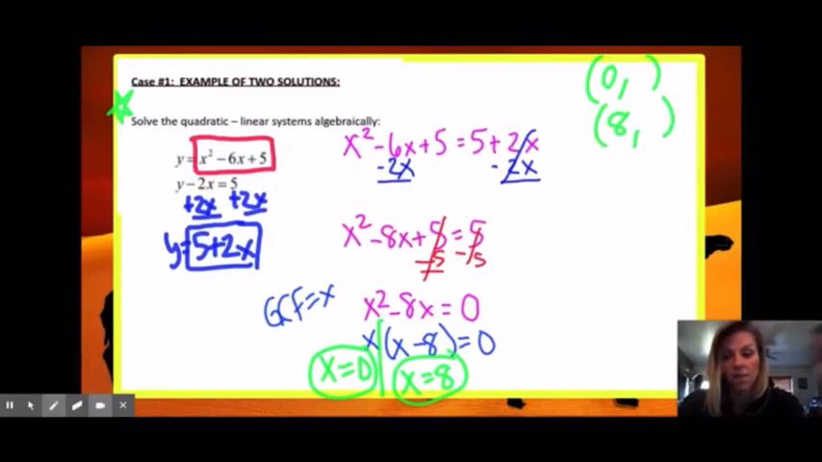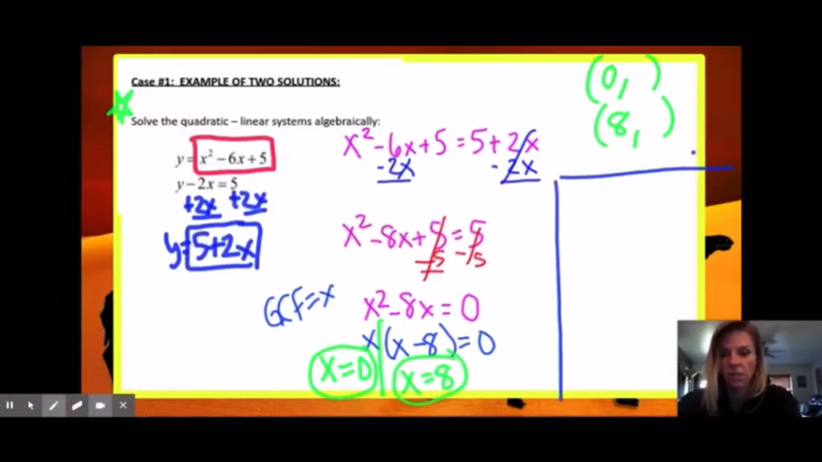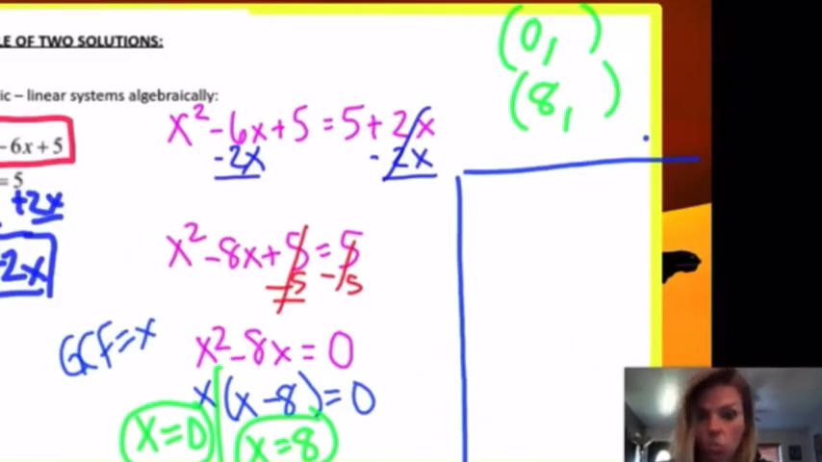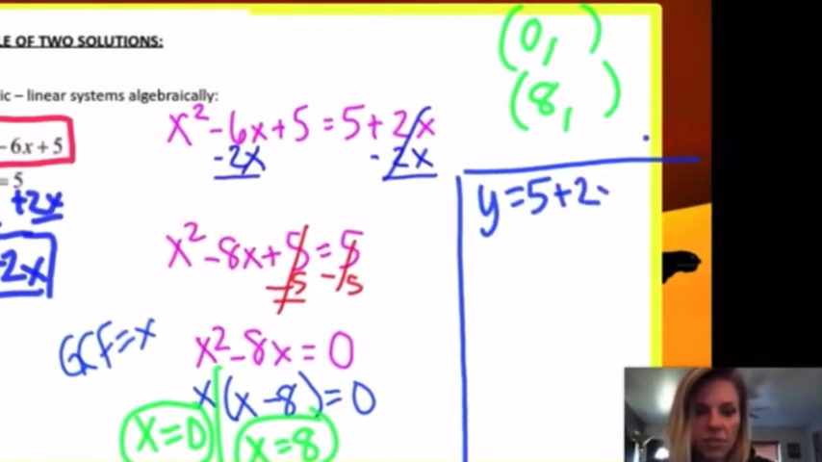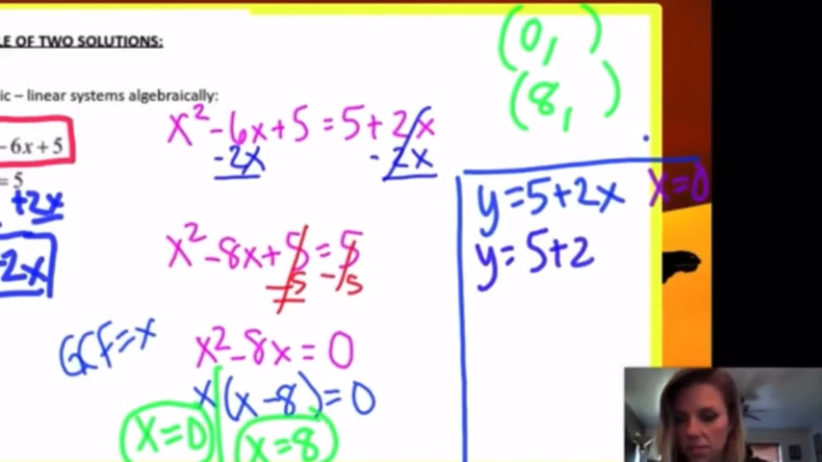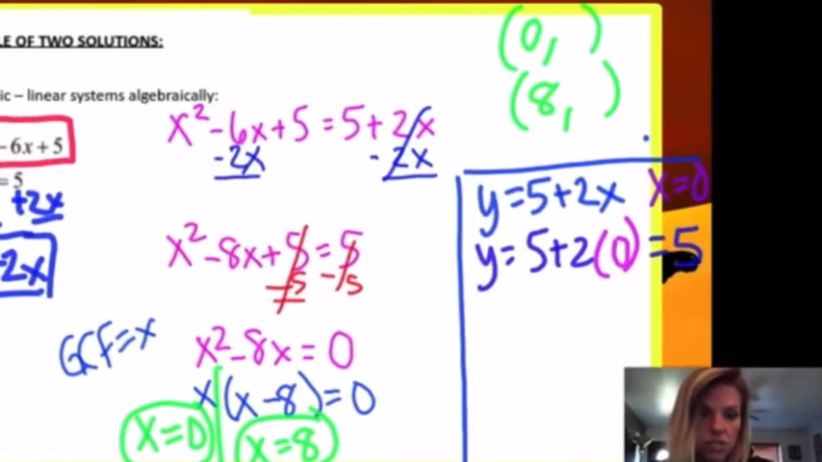Again, to find the y values, you have two options. Option 1, which is the longer way, you can substitute them each in individually. I always go back to the line because it's way easier, it's smaller. So let's look at y equals 5 plus 2x. First, let's substitute in x equals 0. I get y equals 5 plus 2 times 0. So 2 times 0 is 0, and 5 plus 0 is 5. So when x is 0, y is 5. So that's the point 0, 5.